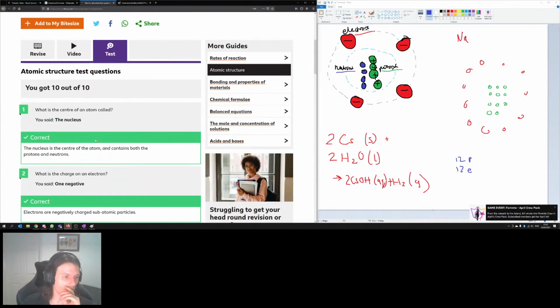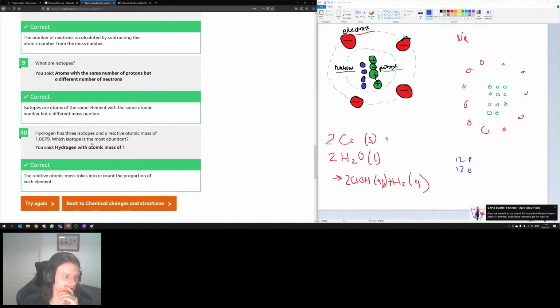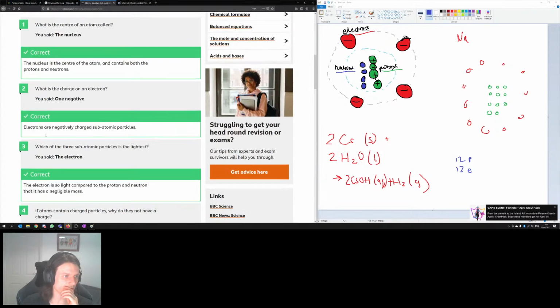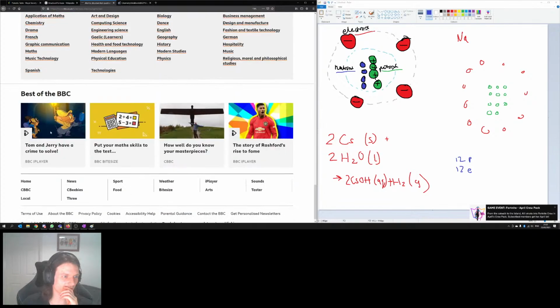Let's see what I've got. I reckon I did get it right. Okay, cool. Relative mass takes into account the proportion of each element. Nice, I got them all right. Let's go back to school, guys.